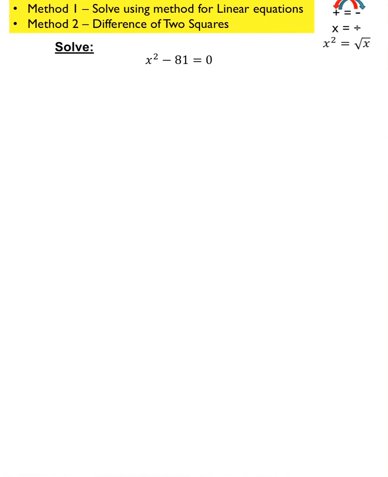Okay, let's do another one. So here we have x squared minus 81 equal to 0. Again, I'll do the two methods here. So I'll have x squared is equal to 81. x is equal to the square root of 81. So x is equal to plus or minus 9.